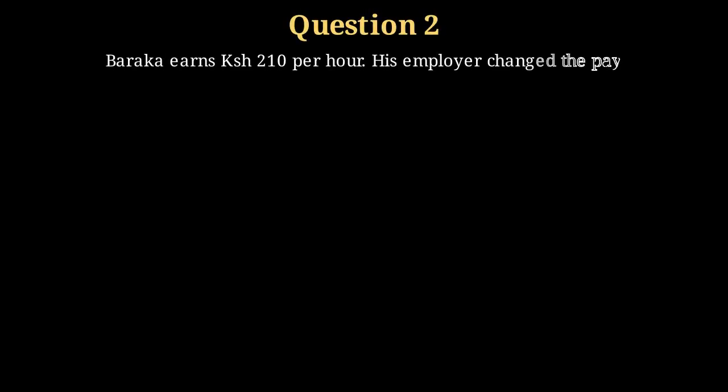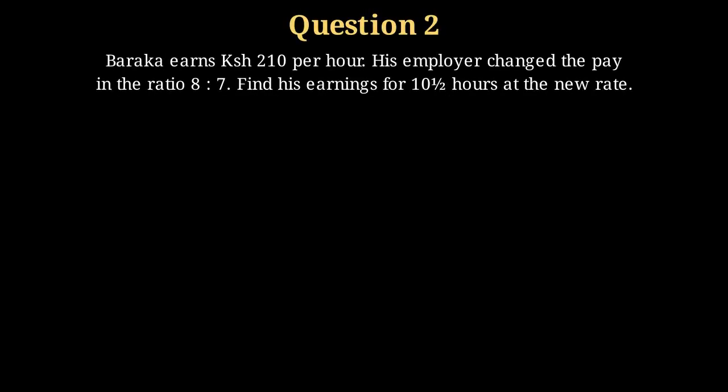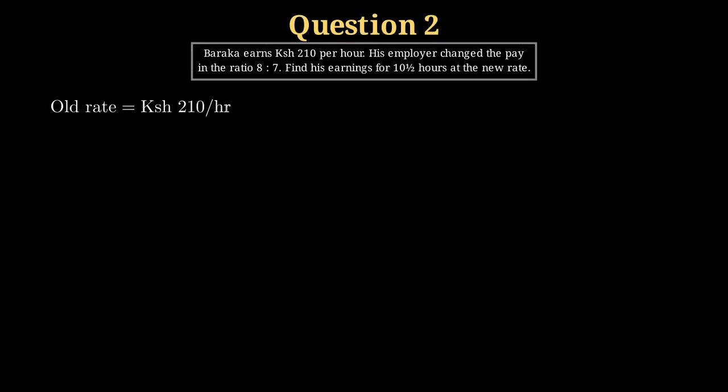Let's look at question 2. Baraka earns 210 shillings per hour. His employer changes the pay in the ratio 8:7, and we want his earnings for 10.5 hours at the new rate. His old rate is 210 shillings an hour. The pay changes in the ratio 8:7.